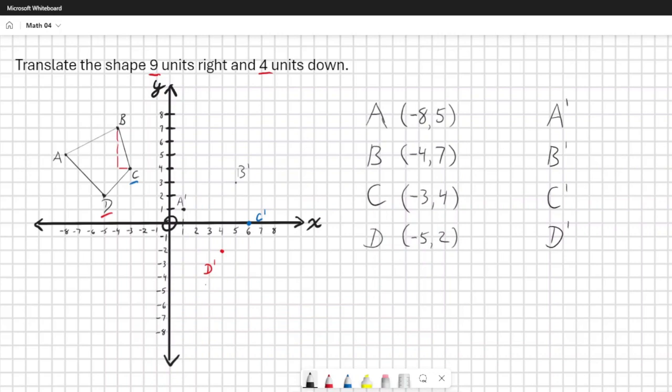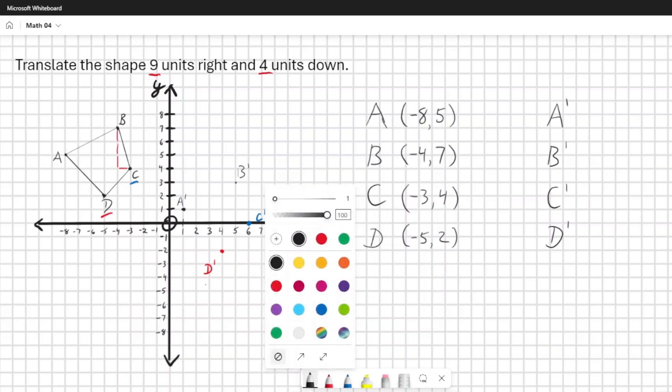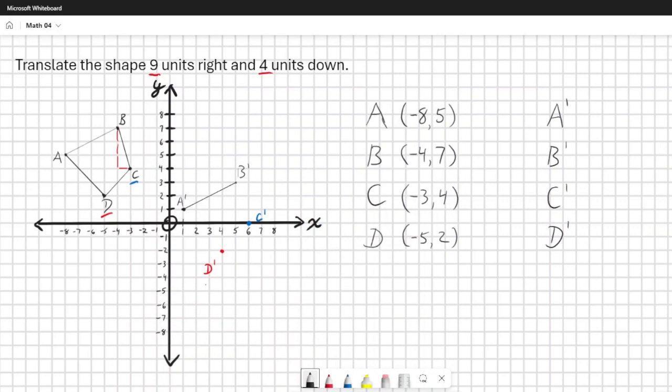And from here, I can connect the lines. So let's see if we can do this properly. So we're going to move that over, connect it together, do it here, here, and here. And I can also write down the points that they've landed on. So for A prime, we're at 1 and 1. For B prime, we're at 5 and 3. Remember, the x-coordinate goes first. C prime is now 6 and 0. And D prime is at 4 and -2.